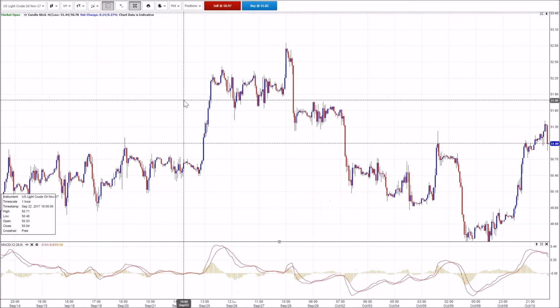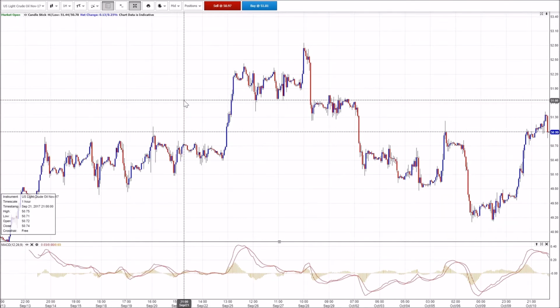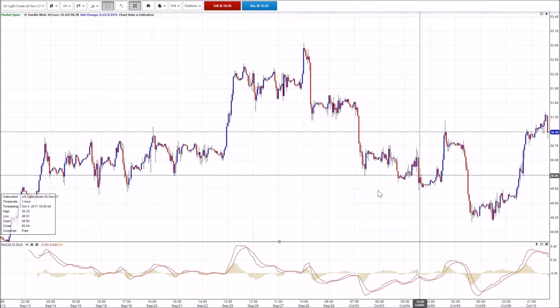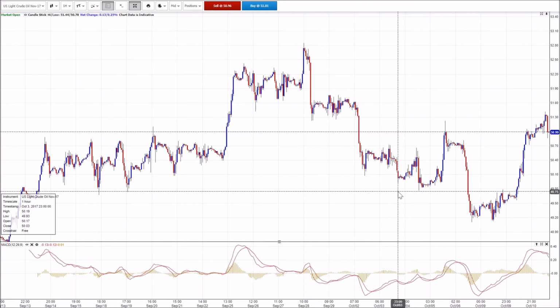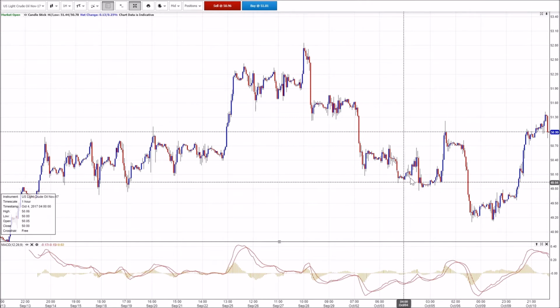Clearly, oil is a really volatile market, and you need to give it time to move around. If you're trying to trade it with really tight stops, I think you're just going to find it frustrating. Look at this day here.